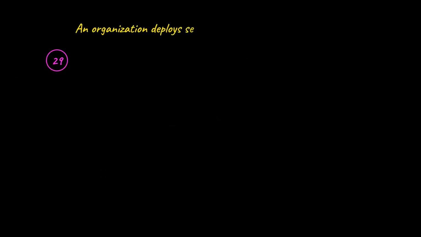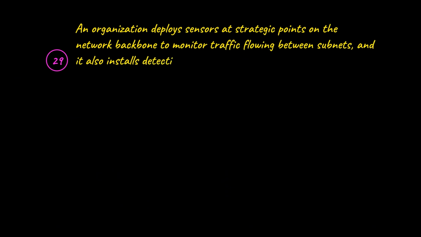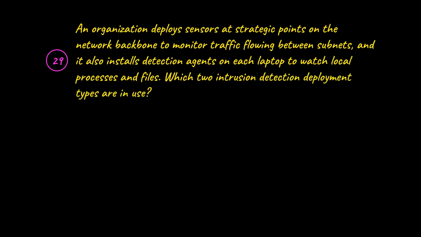Question 29. An organization deploys sensors at strategic points on the network backbone to monitor traffic flowing between subnets, and it also installs detection agents on each laptop to watch local processes and files. Which 2 intrusion detection deployment types are in use?